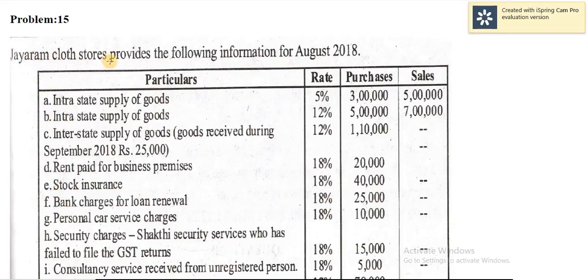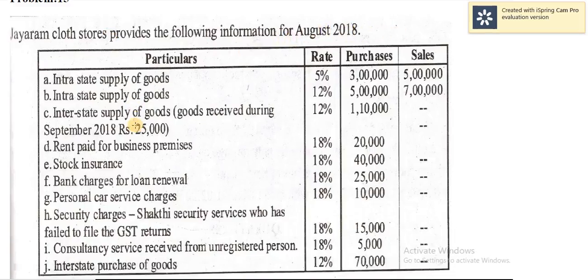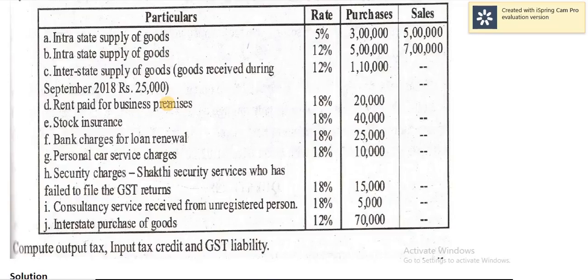Jairam Cloth Stores provides the following information for August 2018. Now let us see the items here one by one. Intra-state supply of goods, so that is within the state. So CGST and SGST should be calculated on 5 lakh in order to get output tax, on 3 lakh in order to get input tax.